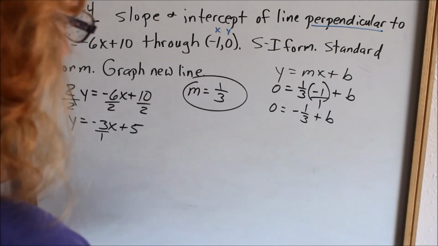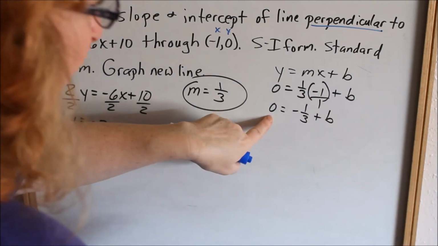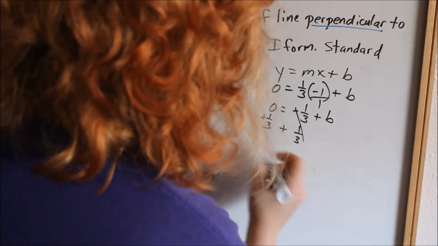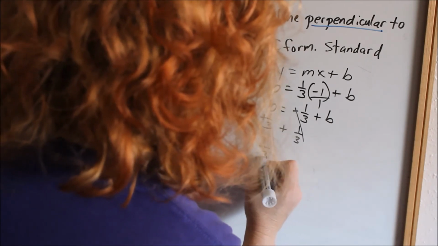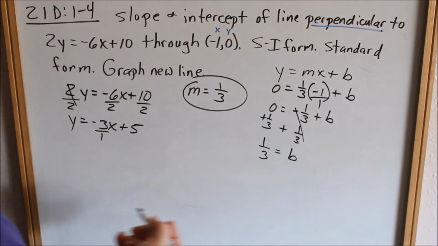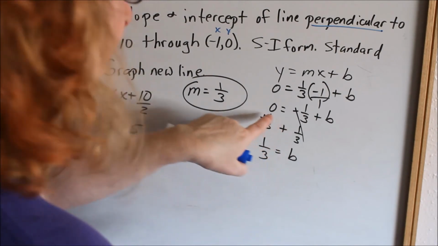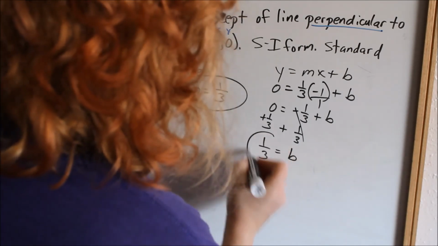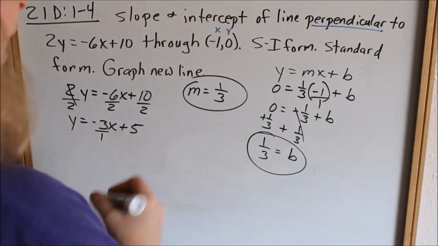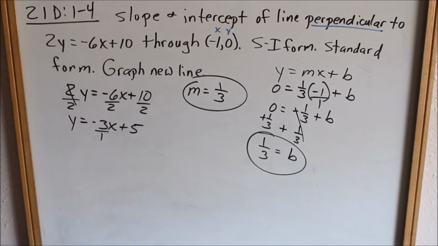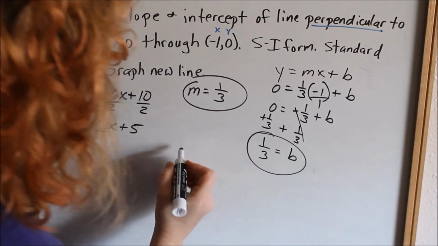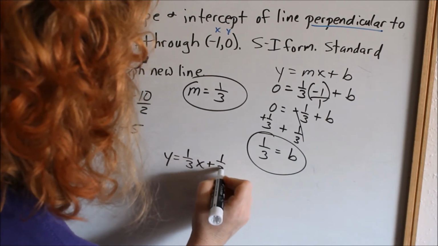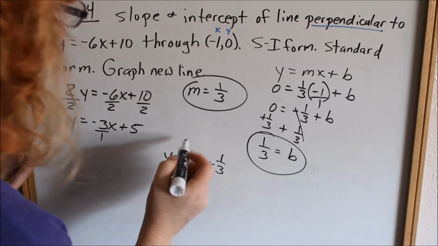Here you can either get rid of fractions or you can work with the fractions. Since I have 0 over here, if I add 1/3 to both sides, I can see that 0 plus 1/3 is still just 1/3. You could still go through the process of getting rid of the fractions, you would get the same answer. Since 0 is an easy number to work with, I just kept the fractions. So my y-intercept is 1/3. So now I can write the equation of my new perpendicular line in slope-intercept form: y equals 1/3 x plus 1/3, because my slope was 1/3, my y-intercept was 1/3.